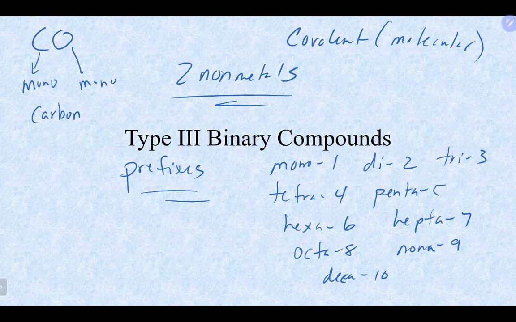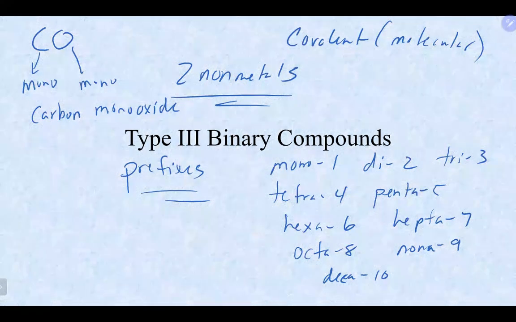The second element gets the IDE treatment at the end, just like all the other second elements. The prefix here would then be mono oxide. Now, this also brings us to the second thing that occurs when we use prefixes. Sometimes we get a couple of vowels that back up to each other, like an O and an O, or an A and an O. And typically speaking, we get rid of the O off of the prefix.